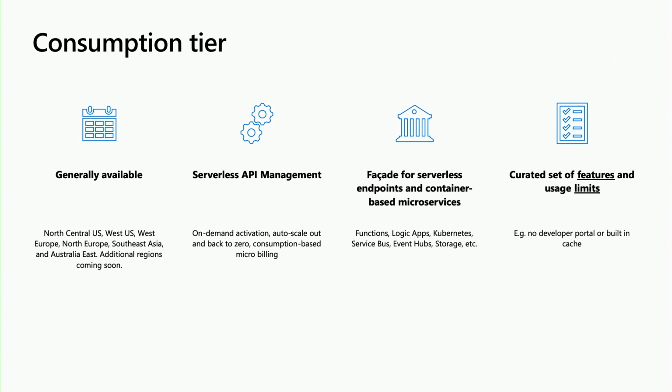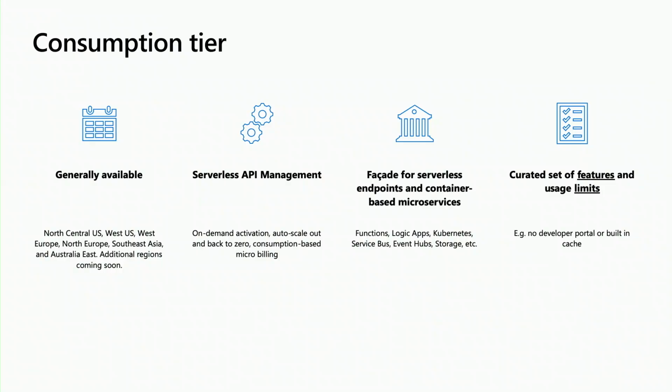So what is this consumption tier? Think of it as an API management gateway, which is serverless. By that I mean that there's no reserved capacity. Resources are provisioned when there is traffic, and then it scales down to 0 when there is no traffic. There is a per execution or per call charge, right? So it's purely based on usage. It's automatically scaled. It's HA, highly available out of the box, so you don't have to worry about it.